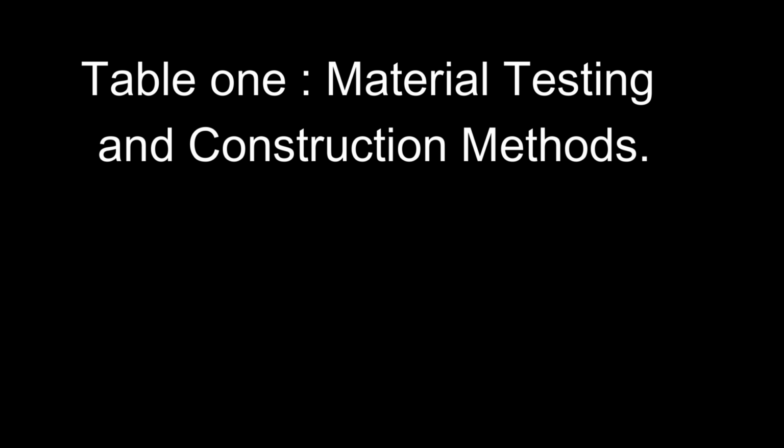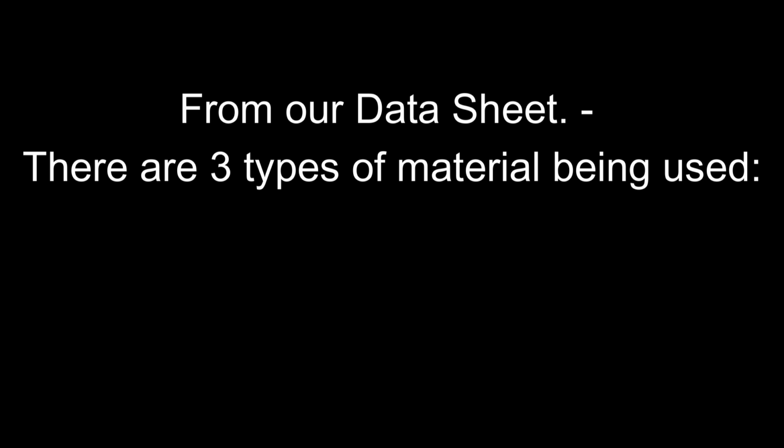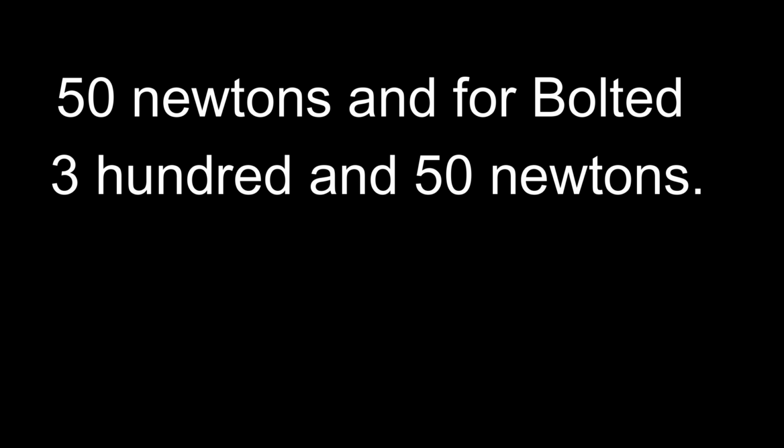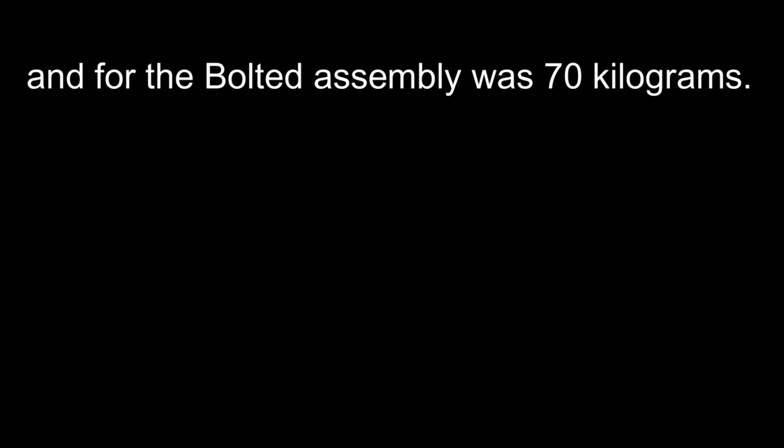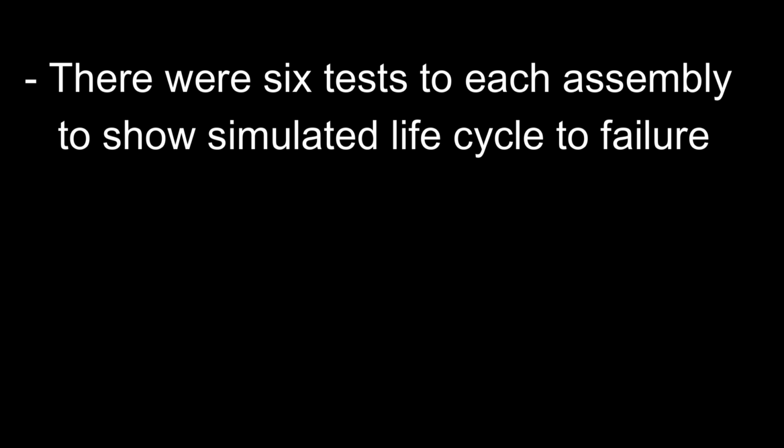Table 1, Material Testing and Construction Methods. From our data sheet, there are 3 types of material being used: aluminium, mild steel, and stainless steel. There were 2 types of construction used here. They were welded and bolted together. Testing with shear forces used for welded 450 newtons and for bolted 350 newtons. The mass applied to the top plate for the welded assembly was 90 kilograms and for the bolted assembly was 70 kilograms. There were 6 tests to each assembly to show simulated life cycle to failure measured in years. Which material will you choose? You will need your notes from research task to answer this.